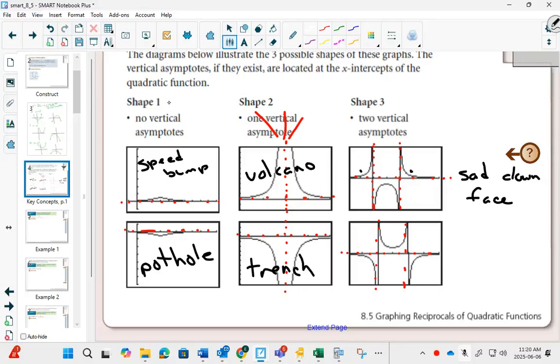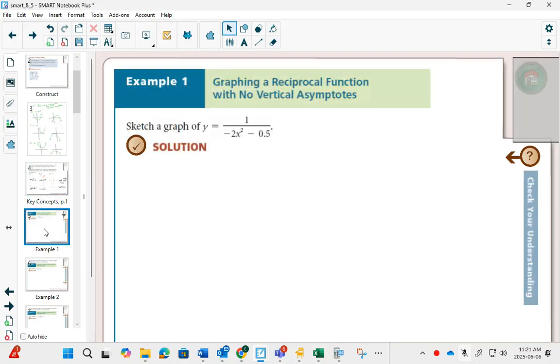Can anyone guess the last one? Someone in the other class guessed the last. That's pretty close. I call this one Batman. Okay, so these are the 6 possibilities when graphing reciprocal graphs. You could get the volcano, the trench, the pothole, the speed bump, the sad face, or the Batman. And we're going to do example 1 now and see which one we get.